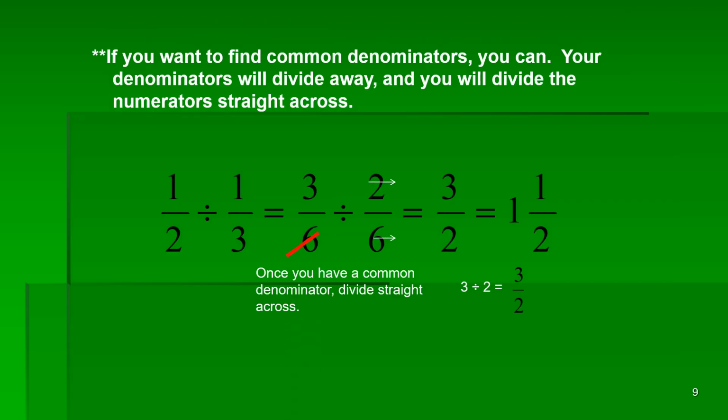So if you want to find the common denominators, you can. The denominators will divide away, and you will divide the numerators straight across. Okay, so we have here the common denominator. So we have 3, no, that's 1/2. That is 3 divided by 2, or 3 over 2, over 1/2.